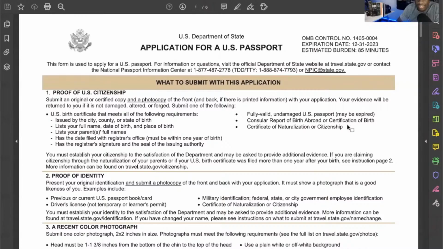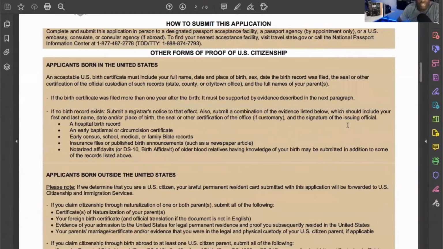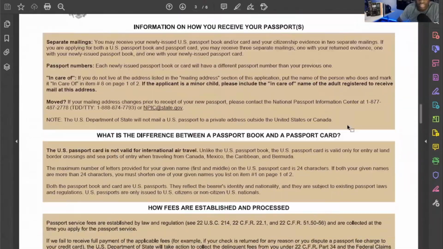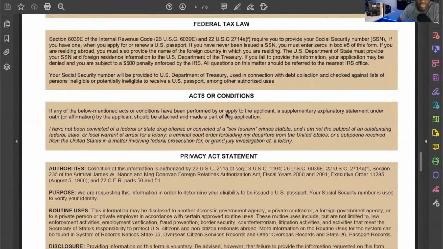Here it is. And what was noticeable about this DS11? The acts and conditions have changed. It says here, if any of the below mentioned acts or conditions have been performed by or applied to the applicant, a supplementary explanatory statement under oath or affirmation by the applicant should be attached and made a part of this application. So there's no more lining this out. They just want an explanatory statement, right?